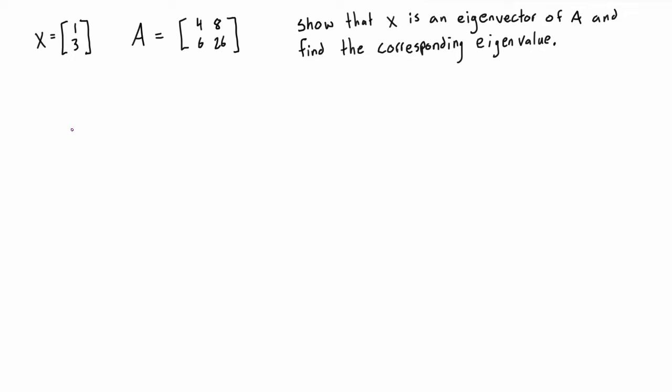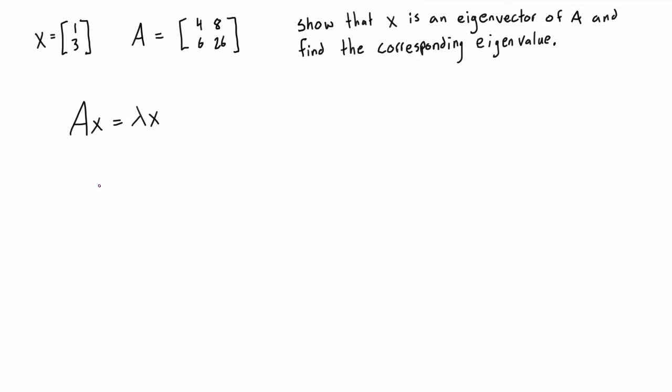all we want to do is show that we can construct a statement that looks like this, where we have Ax is equal to lambda x. So ultimately, this is just saying we're multiplying a matrix to a vector, and we're getting the same thing as if we had just multiplied a certain scalar to that vector. And if this is the case, then x here is an eigenvector and lambda is an eigenvalue.